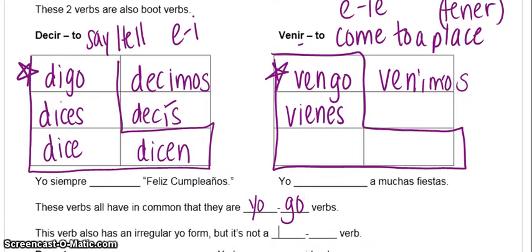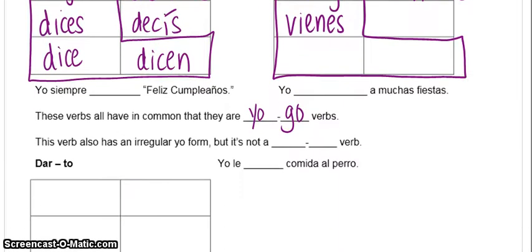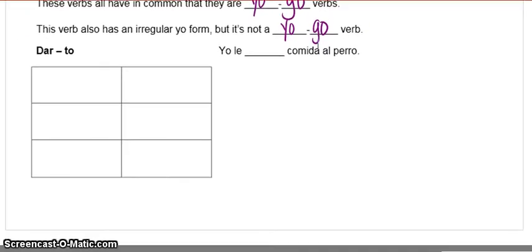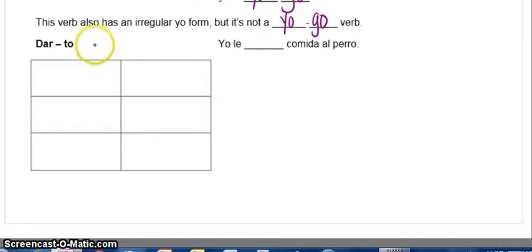This next verb, the last one, also has an irregular yo form, but it's not a yo-go verb. We've talked about this one as well. It's just like the verb ser. Dar is the verb that means to give. And the yo form of ser is soy. The yo form of dar is doy. It's only irregular in the yo form, and then it's a regular AR verb.